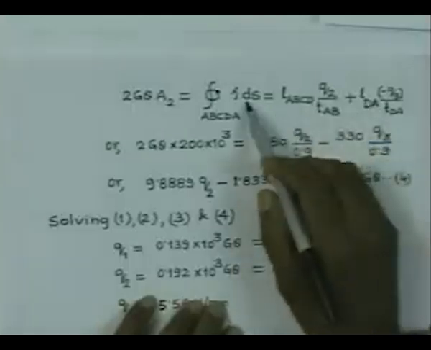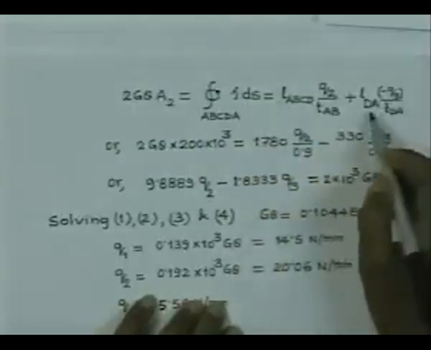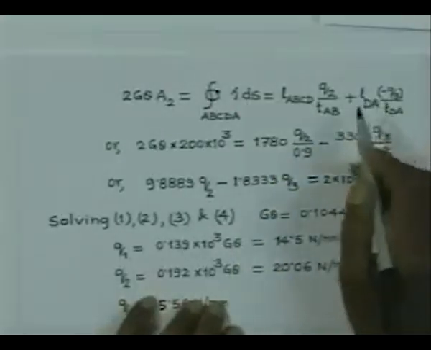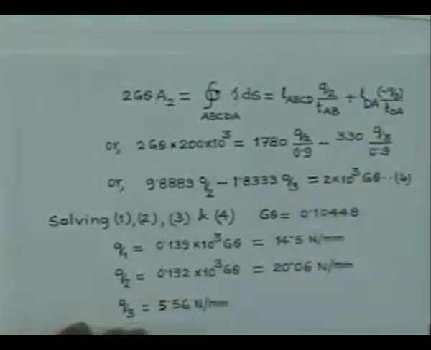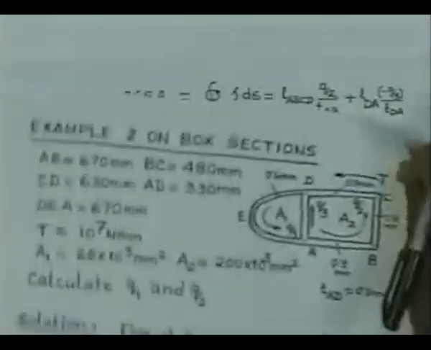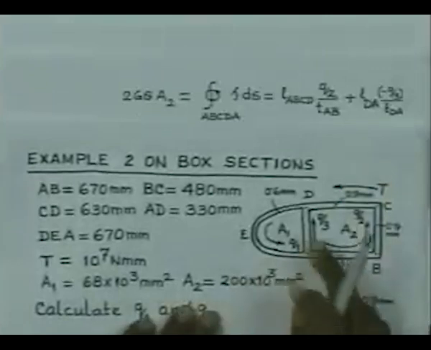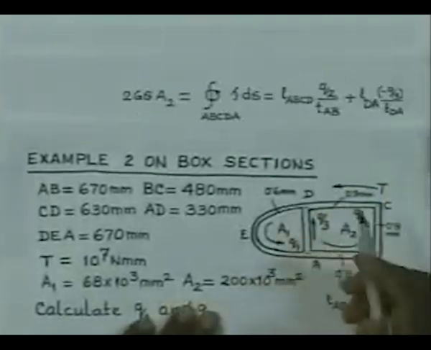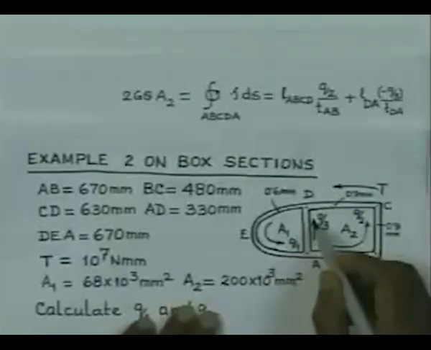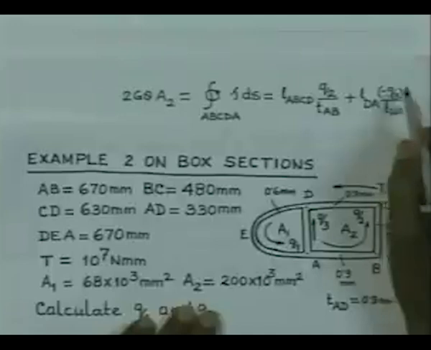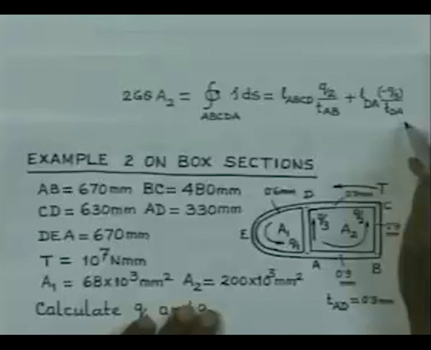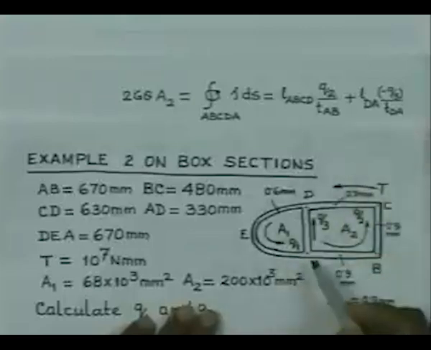Similarly, for this portion DA, note that when we talk about this loop, we are moving in this direction, and since Q3 is in the opposite direction, the shear flow is directed opposite to the path, therefore we have to take a negative sign. So, LDA times minus Q3 divided by TDA is the value of the integral from D to A.